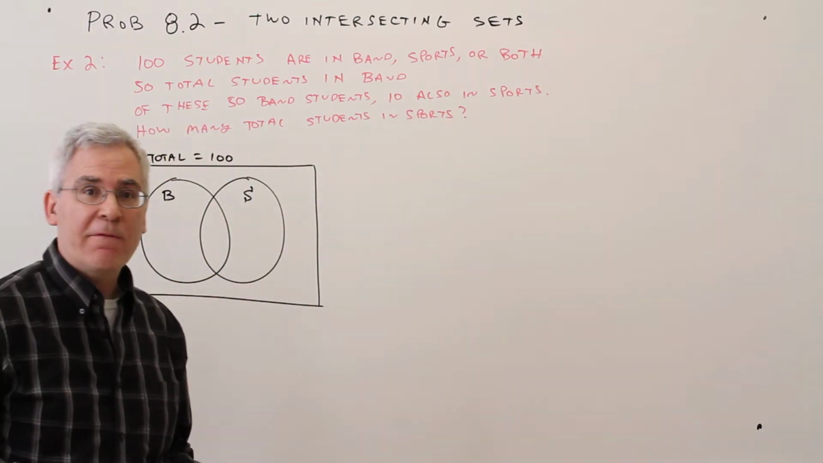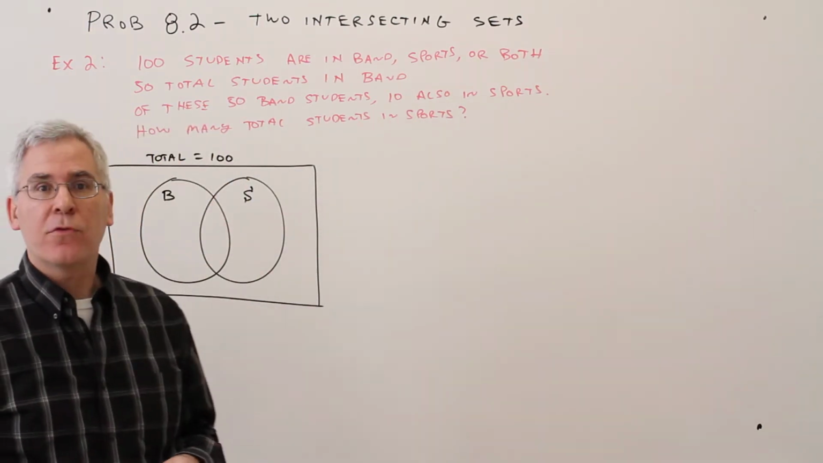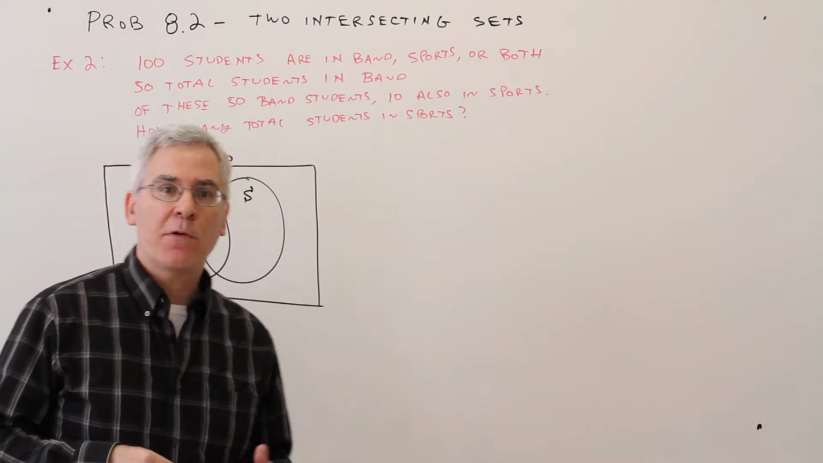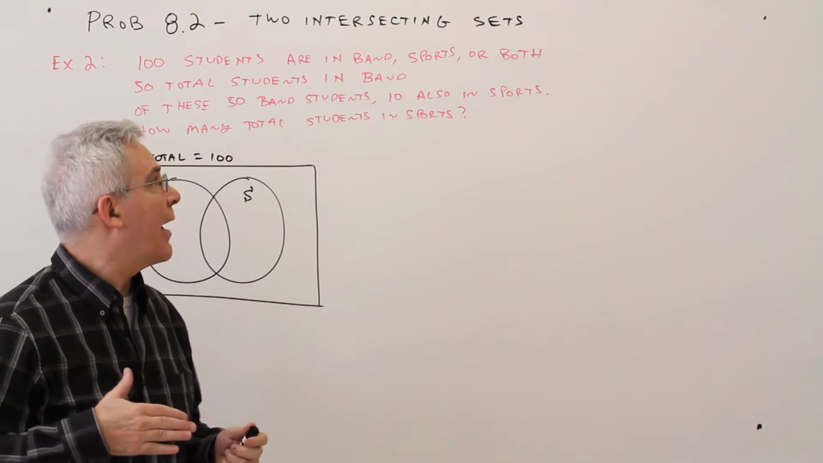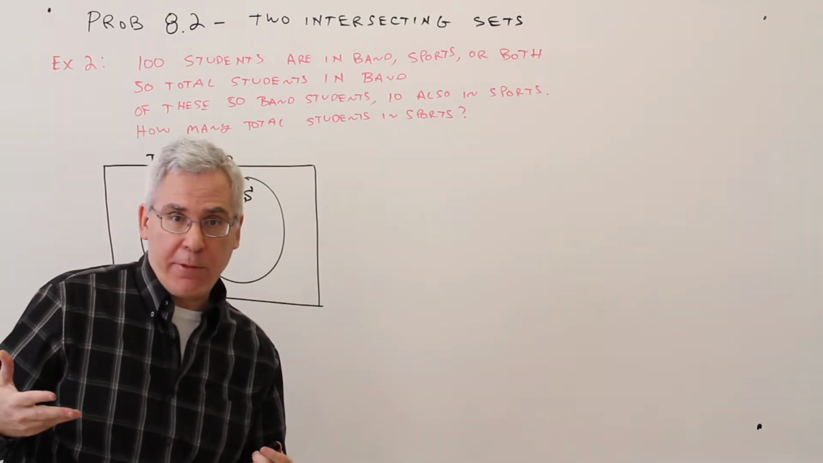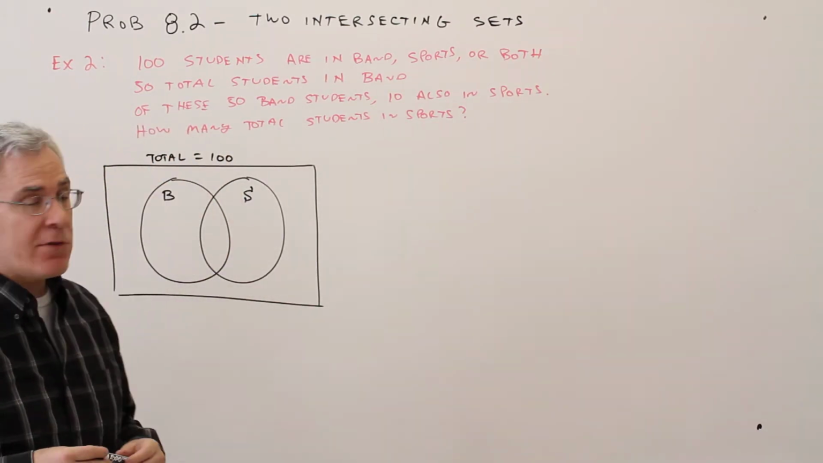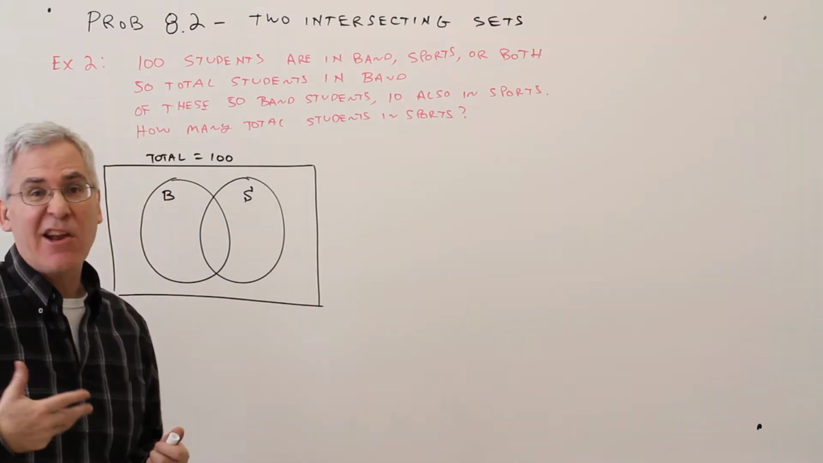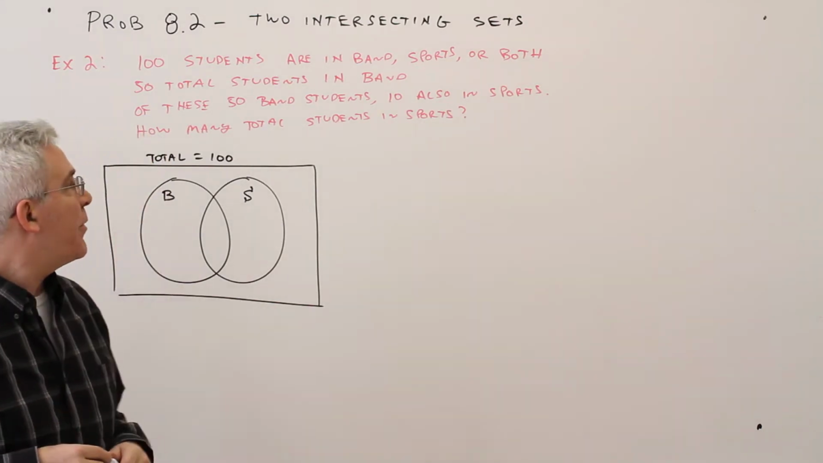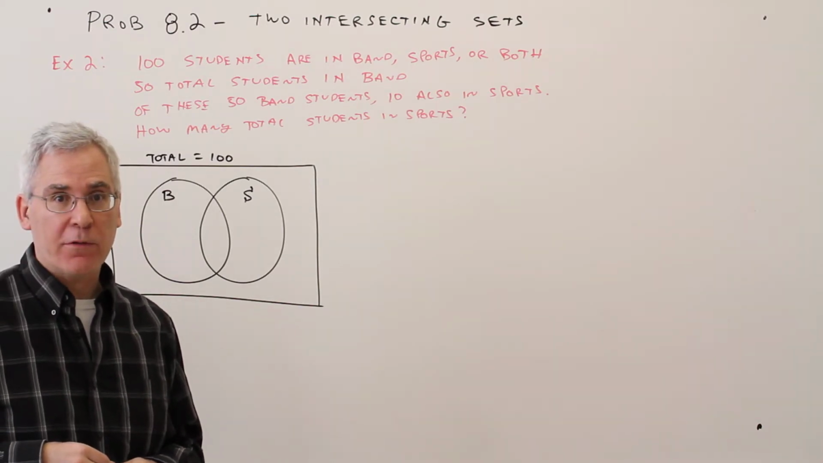Welcome to probability video 8.2, two intersecting sets. So here's example 2. We've got 100 students that are in band, sports, or both of those. We know 50 total students are in band, and of those 50 band students, 10 are also in sports. How many total students are in sports?